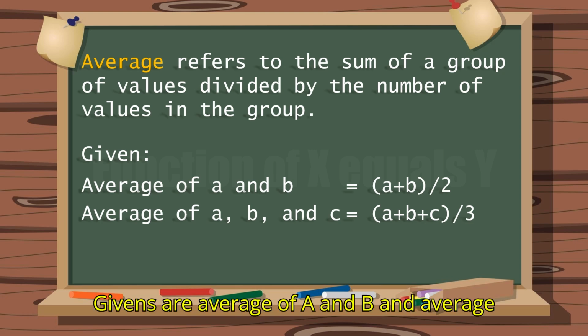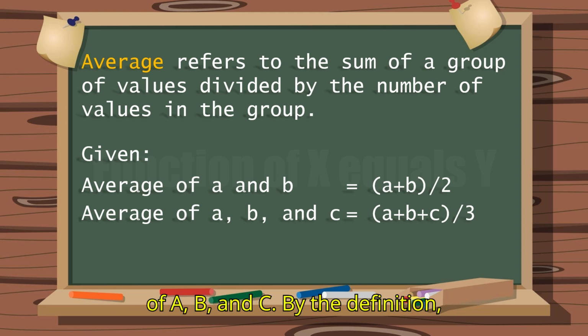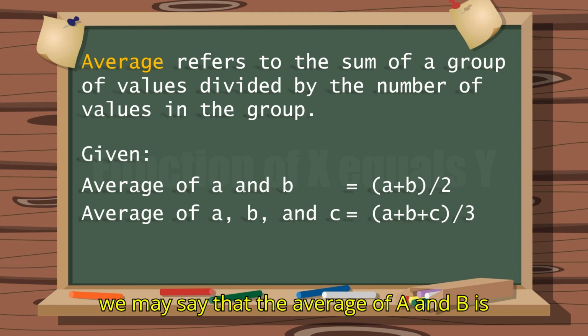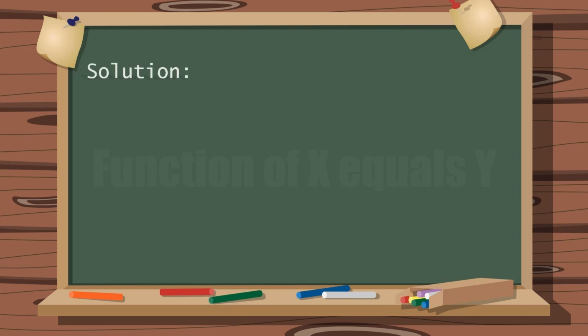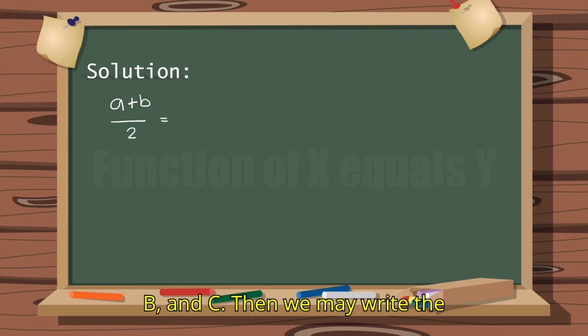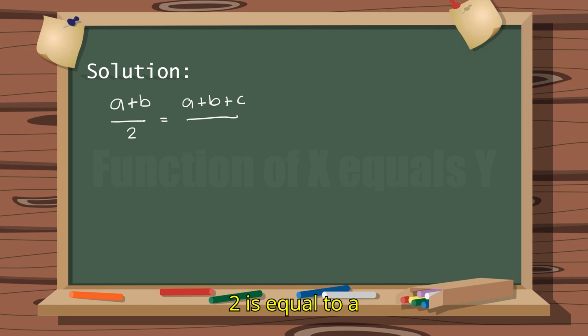Givens are the average of A and B and the average of A, B, and C. By the definition, we may say that the average of A and B is equal to A plus B divided by 2, while the average of A, B, and C is equal to A plus B plus C divided by 3. Another given is that the average of A and B is equal to the average of A, B, and C. Then we may write the equation: A plus B divided by 2 is equal to A plus B plus C divided by 3.